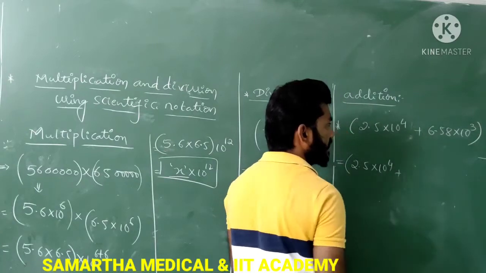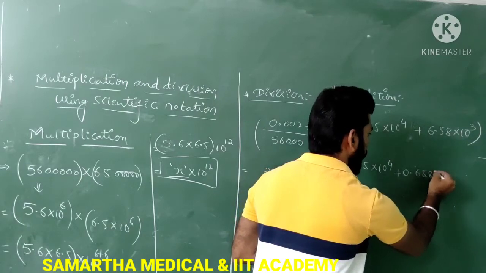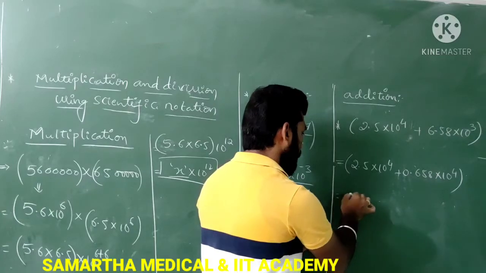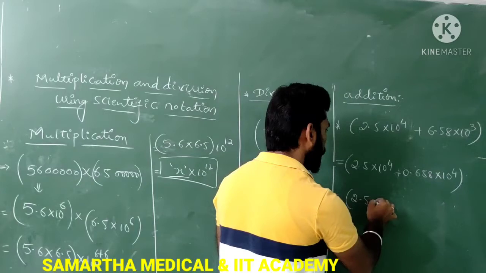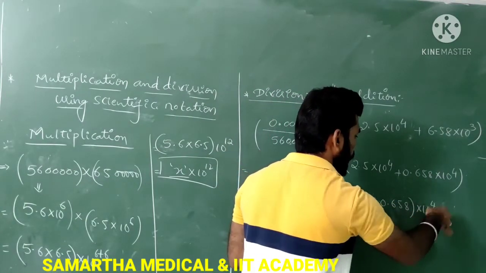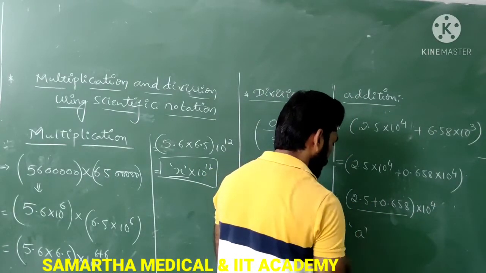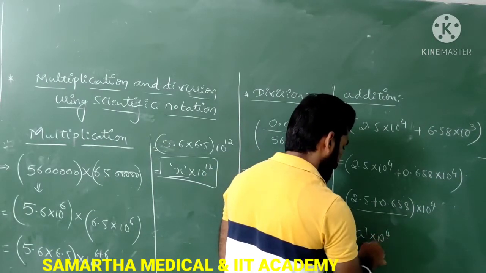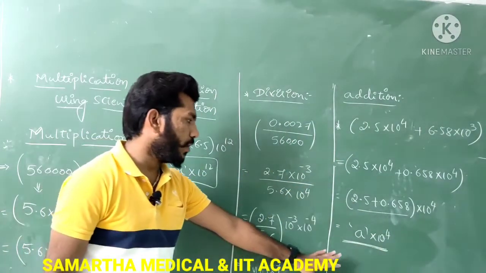So 6.58 means I have to shift the decimal point one place towards the left side, thereby 0.658 into 10 to the power of 4. The power becomes the same. Then you take the common term, 2.5 plus 0.658, into 10 raised to 4. You add these numbers and get some value, into 10 to the power of 4. So this is the thing we have to know.